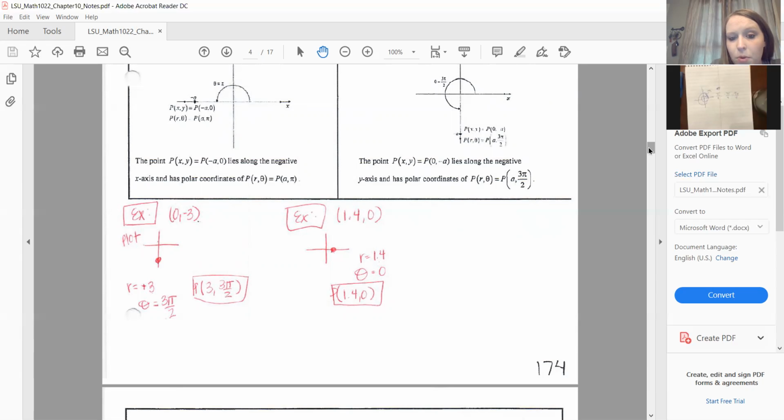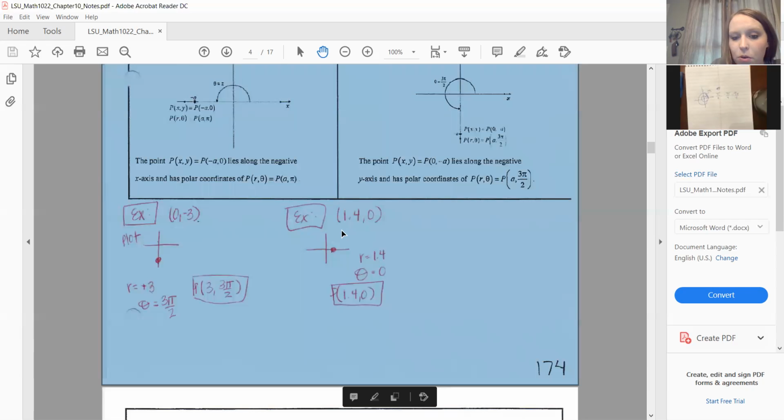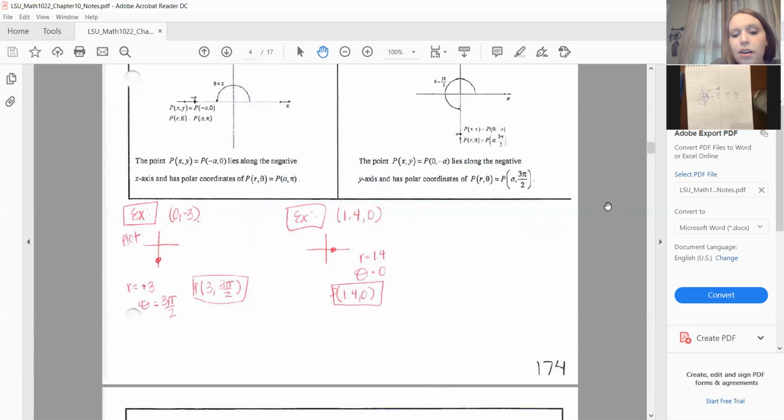Okay, same thing over here. Where does 1.4, 0 land? On the x-axis. How far did it go? 1.4. So r is 1.4. And what is that angle? You have to go from 0 to 2 pi, where 2 pi is not included. So you would use 0 versus 2 pi. Okay, those are really easy.